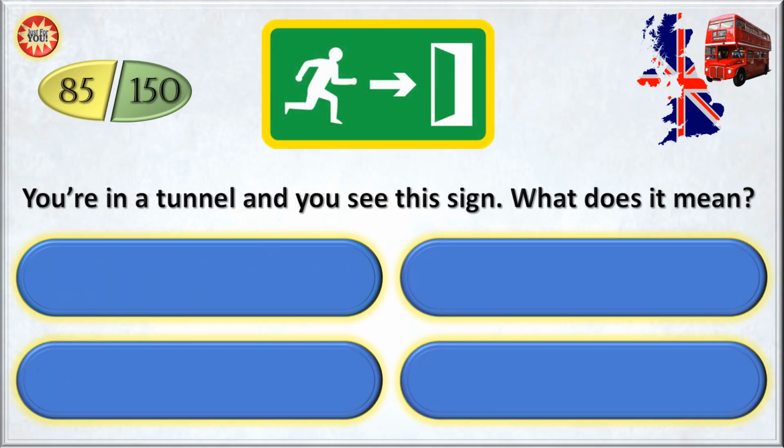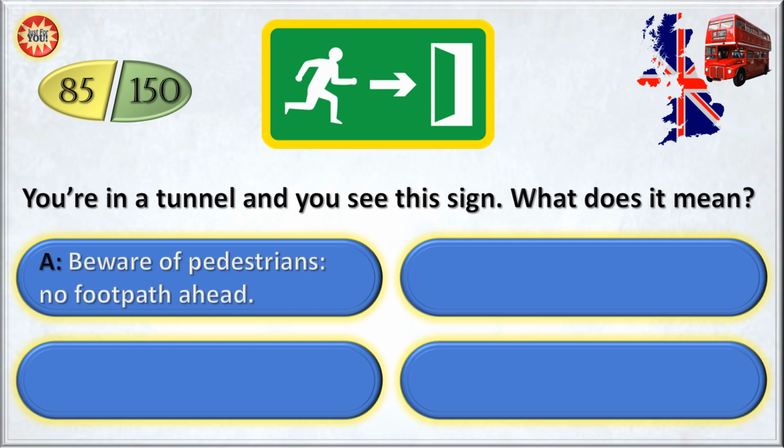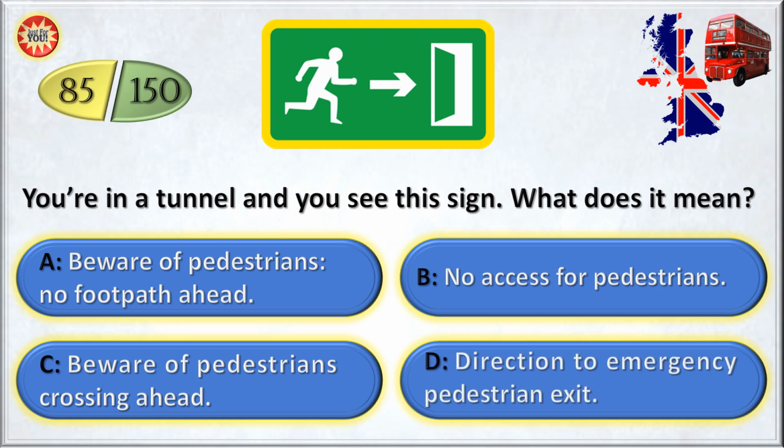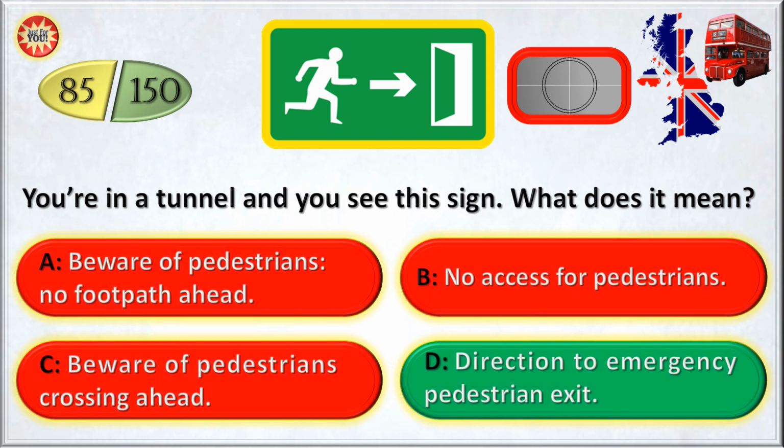You're in a tunnel and you see this sign. What does it mean? Beware of pedestrians. No footpath ahead. No access for pedestrians. Beware of pedestrians crossing ahead. Direction to emergency pedestrian exit.